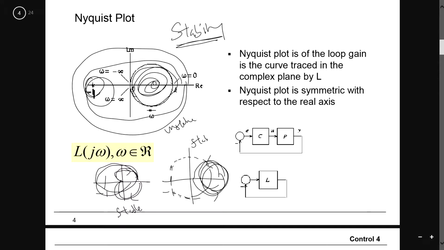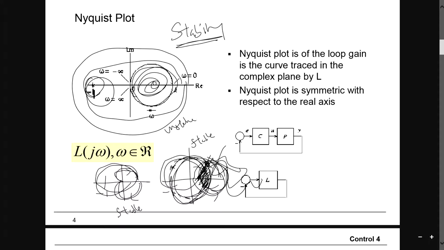Yes, it is still stable. As long as it doesn't encircle -1, it's always stable. So don't be fooled by the -1. Previously I thought that within this contour is considered stable, otherwise it's all unstable. No, this is not the case.